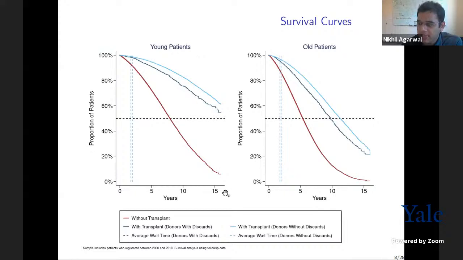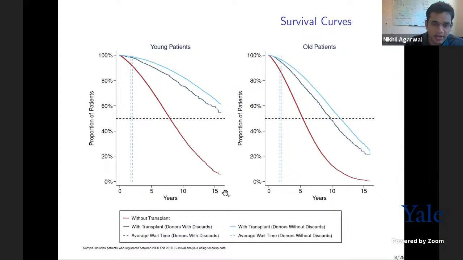So what do these survival data allow you to do? In this picture, I'm showing you two sets of survival curves. The red lines are survival without a transplant, and the blue lines are survival with a transplant. Let's just focus on the red lines for a second. In the left panel, I've got young patients who are below the median age of about 53. The median young patient who has not received a transplant is observed to live about 7 years.